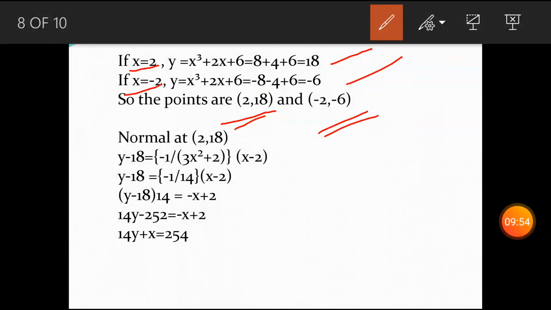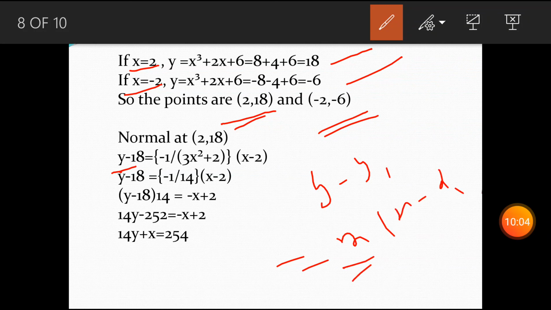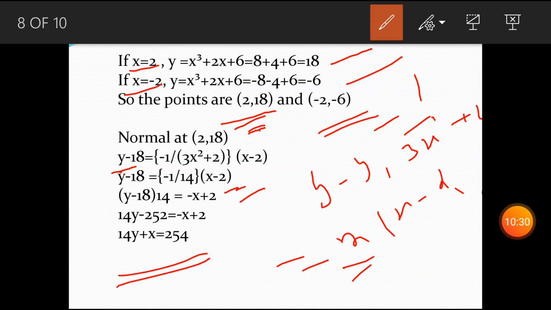Now it's very easy to find out, because the equation is y minus y1 equals slope times x minus x1. This slope is the slope of the normal, which we have already calculated, minus 1 upon 3x square plus 2. Now we have the point in our hand, 2 and 18. It means the value of x is 2 and the value of y is 18, that is x1 and y1. So y minus 18 equals minus 1 upon 14 times x minus 2. When you solve it, you will get 14y plus x equals 254.